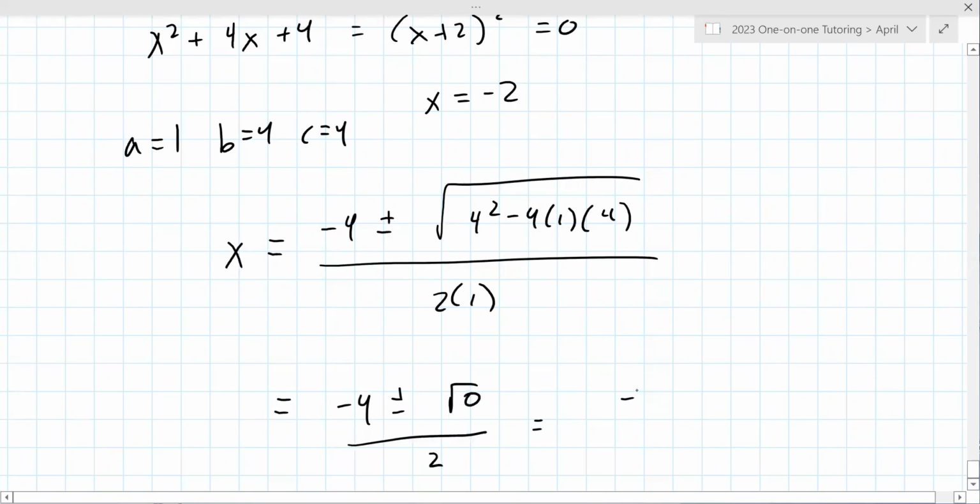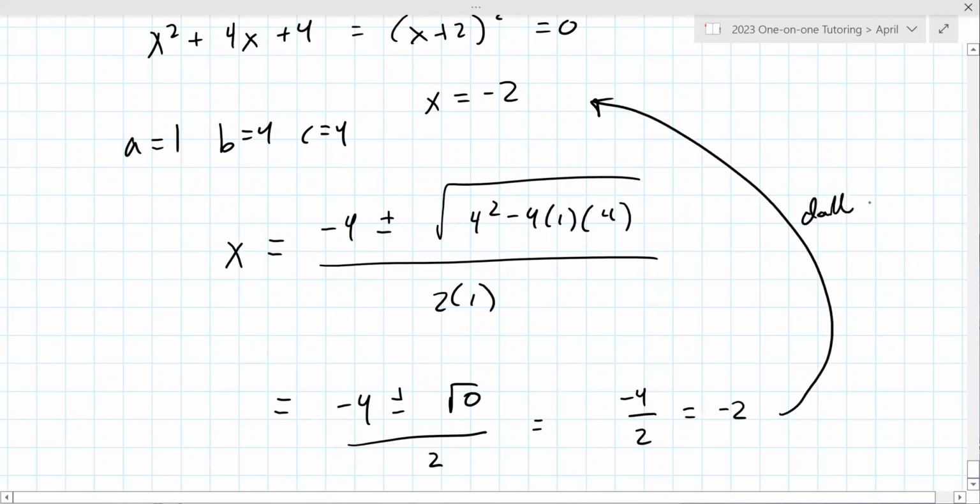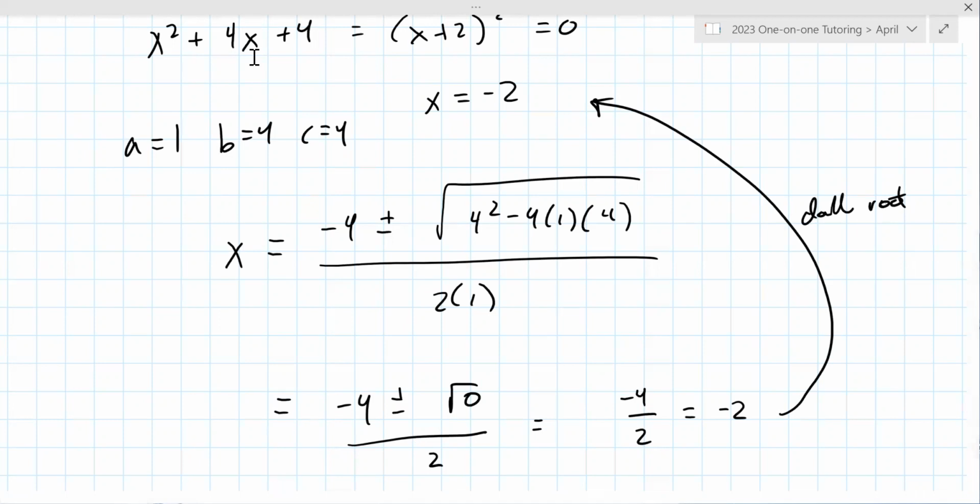And then you just get one solution. Square root of 0 is 0, at least in the real domain. And that's a double root. I don't know that you'll see that, because you would never use quadratic formula on a perfect square trinomial. Would it also be called a repeated root? Yes, that's probably the more formal way.